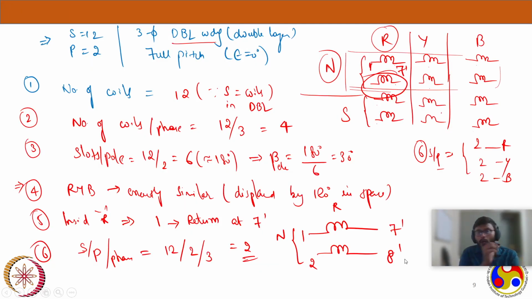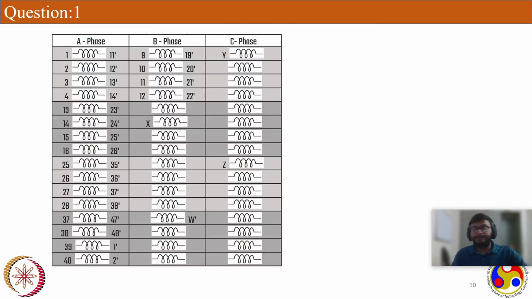Because my coil span won't change. It is a full pitched winding. 180 degrees is my coil span. That means the gap between each coil side will be 6 slots anytime. In any phase, R, Y, B, under any pole, the coil span will be 180 degrees. So if I am placing a coil in slot number X, the return path will always be in the slot X plus 6. That is always there. Now we have completed 1 and 7 dash, and 2 and 8 dash.